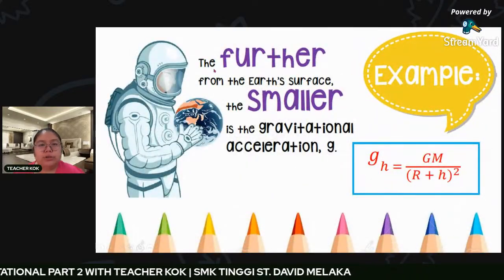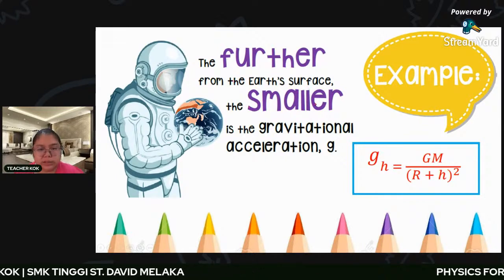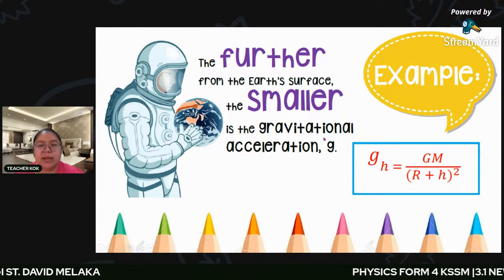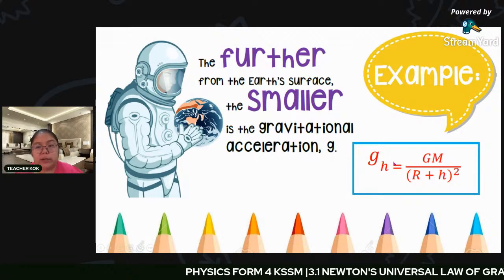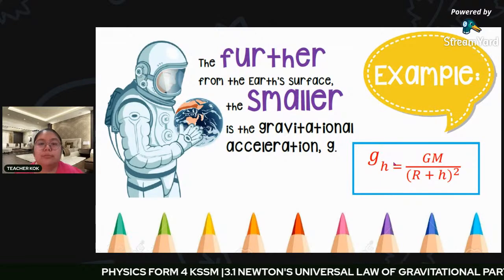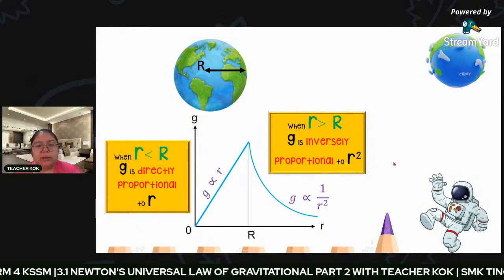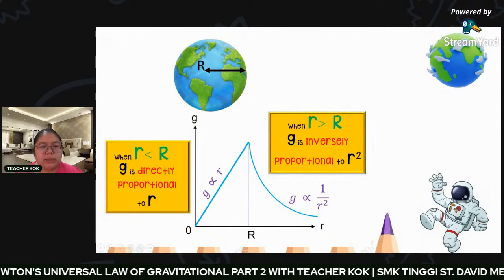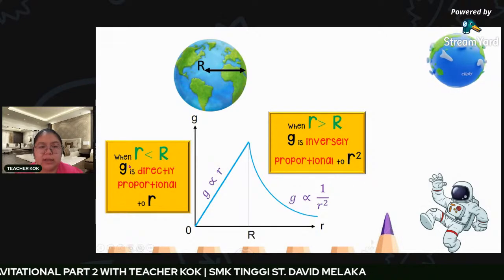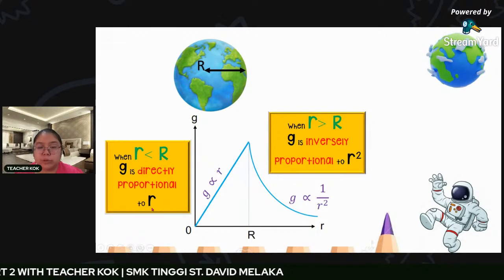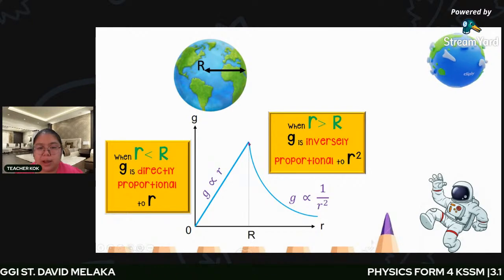Okay, so the conclusion we can make is that the further from the Earth's surface, the smaller the gravitational acceleration. This is the formula for the satellite. Again, the graph: when R is less than the radius, g is directly proportional to R. Gravitational acceleration is directly proportional to R.